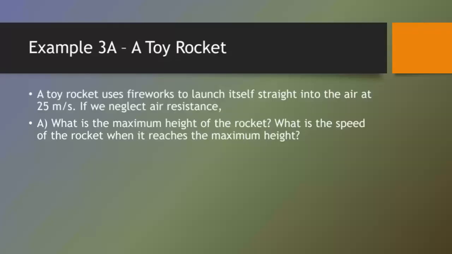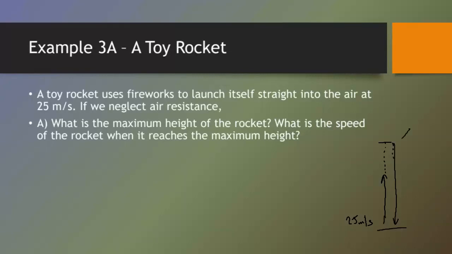We have a toy rocket that uses fireworks to launch itself straight into the air at 25 meters per second. If we neglect air resistance, we want to find these values. So what's going to happen is the rocket's going to launch straight into the air at 25 meters per second. It's going to go up, it's going to reach some point, and then it's going to turn back around and fall back to the ground. And it's going to end where it started from.